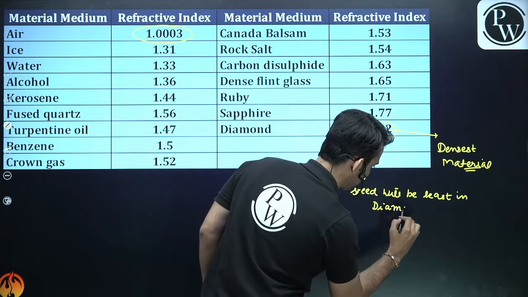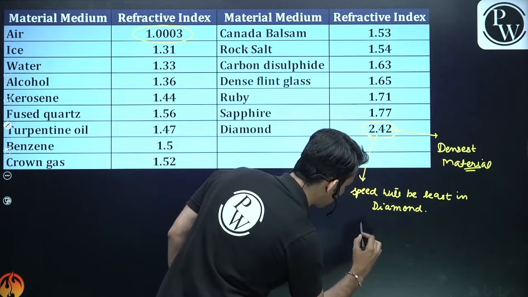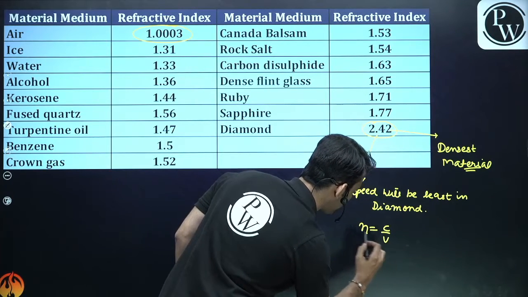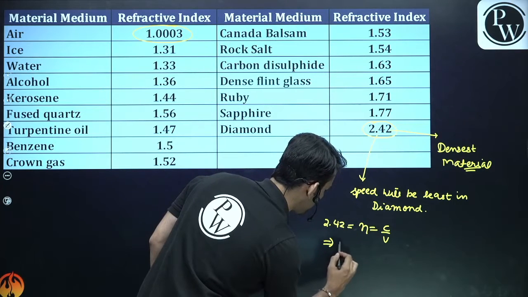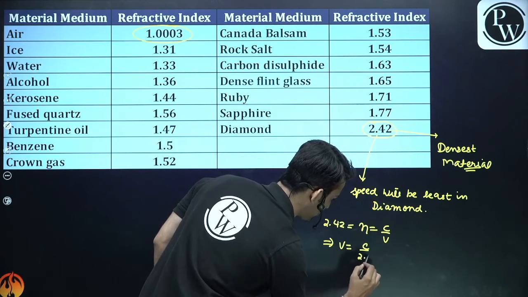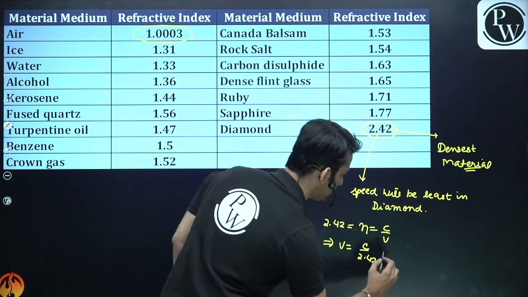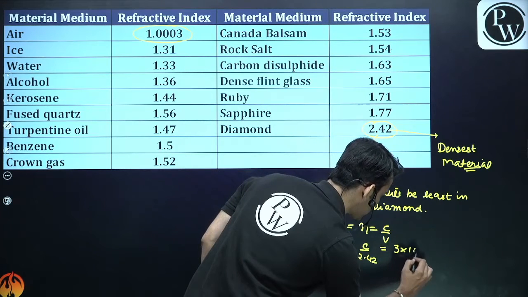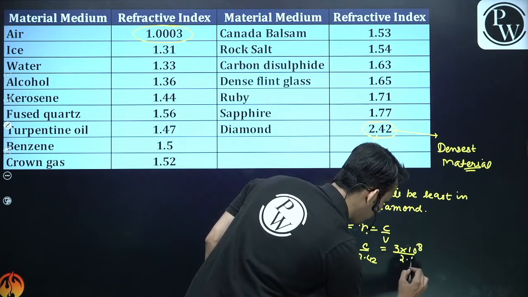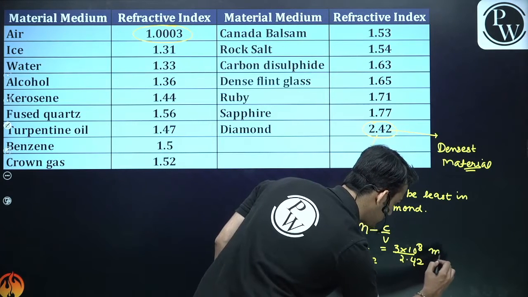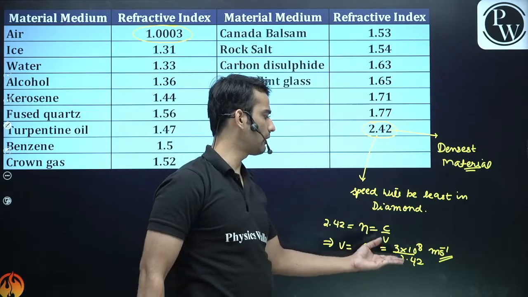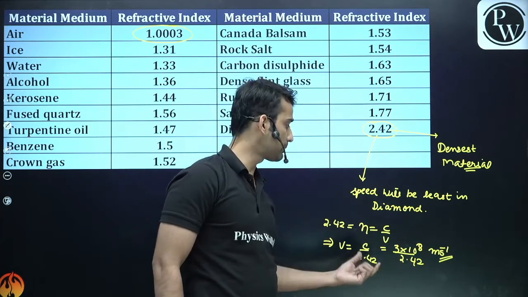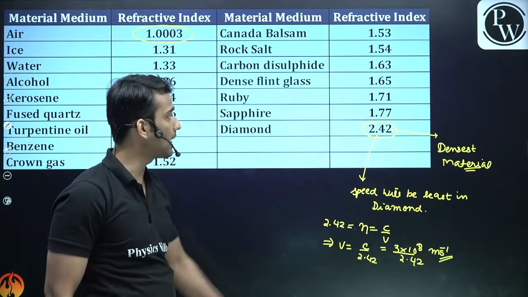And how much is that? n is equal to c by v. For diamond, n is 2.42. So guys, what is v from here? It will be c upon 2.42. So just calculate this: 3 into 10 raised to the power 8 upon 2.42. Just calculate this, you will get your answer. Yeah, it's your task. 3 upon 2.4 will be around 1 point something. So this is the speed of light in diamond, the minimum speed out of all these.